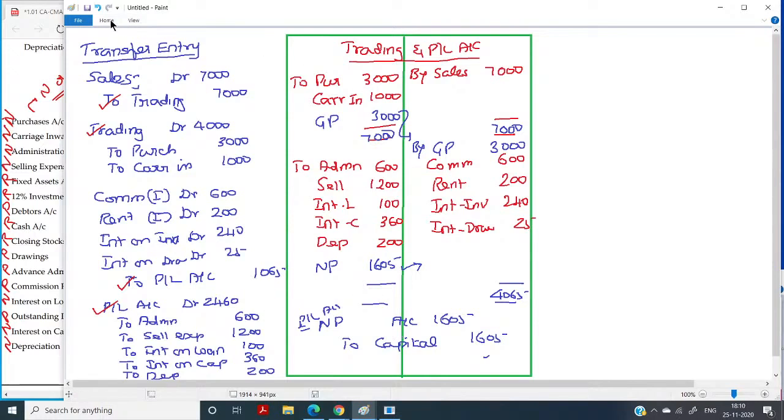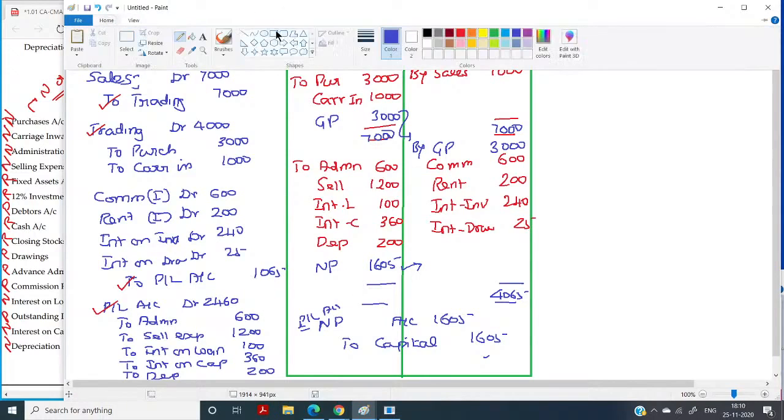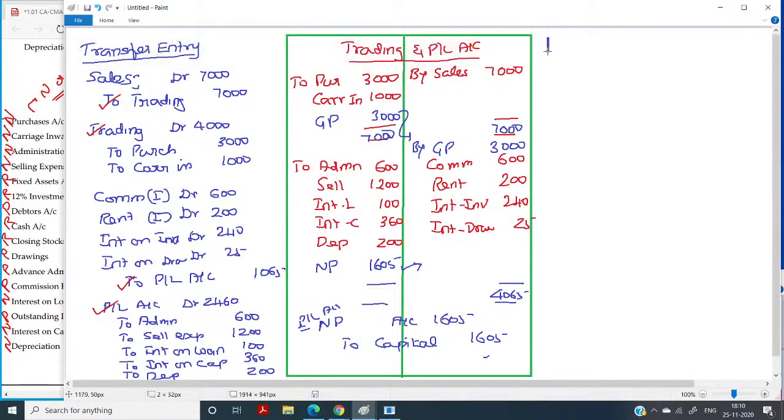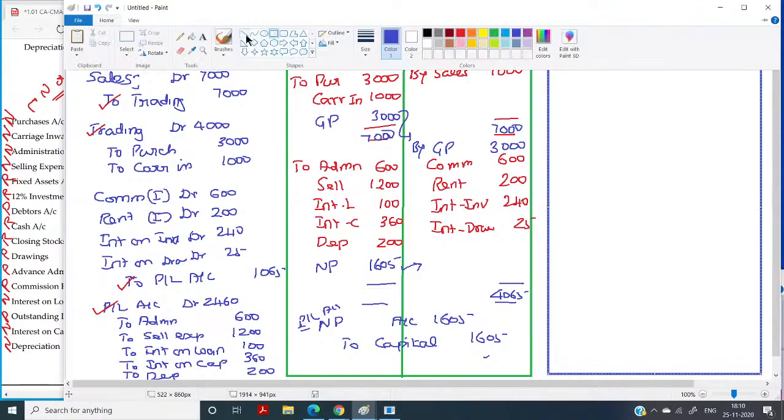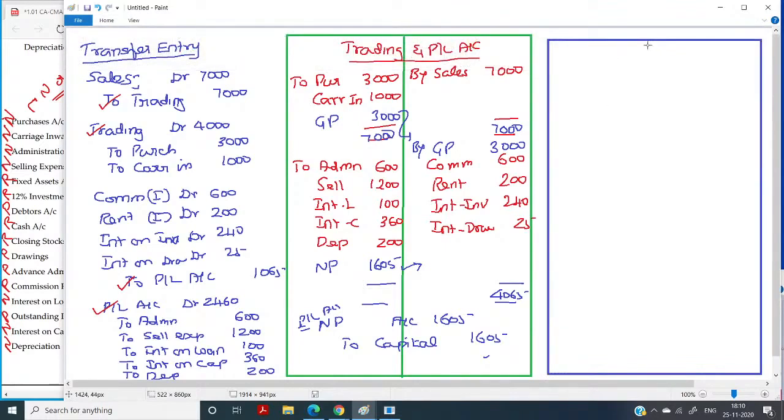Finally, I am going to prepare the balance sheet. Let's see here. I am going to finish in another 5 minutes. Listen carefully. I have explained all these things in so much detail and step by step. I am not skipping any steps in between.